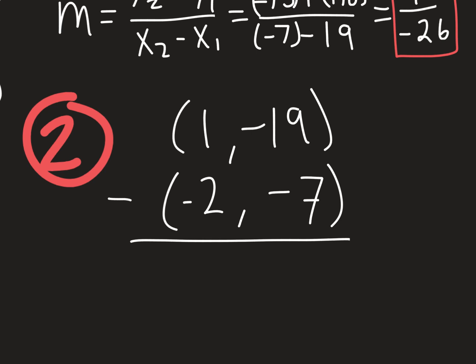Okay, what is 1 minus negative 2? Minus a negative is what, Landon? Add. Minus a negative is add. So what's 1 plus 2? 3. Comma.